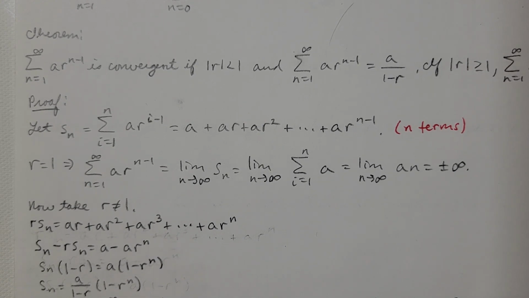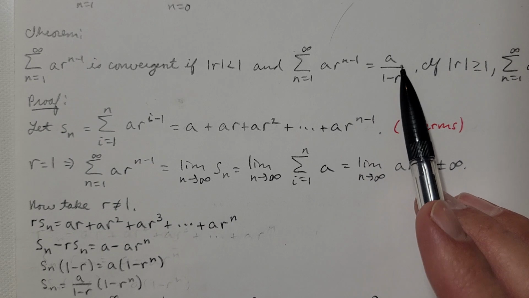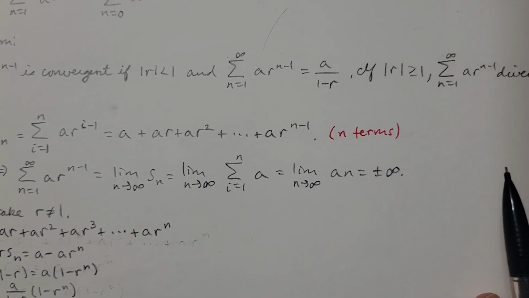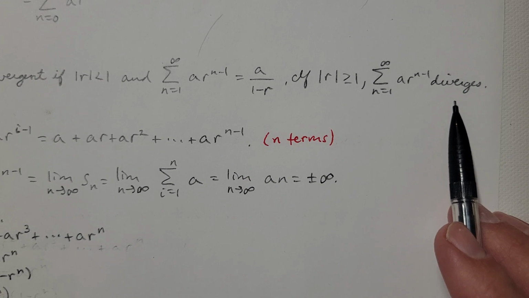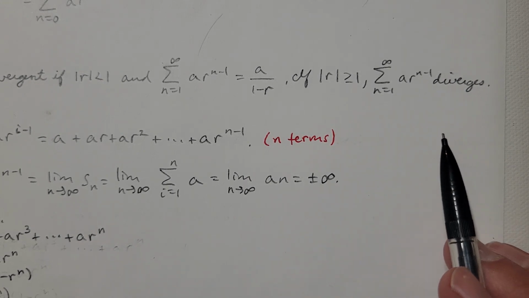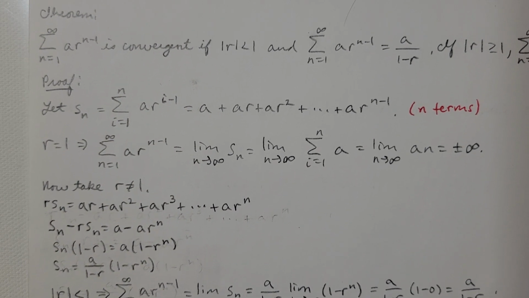There's the theorem next, which is really important. It says that the summation as n equals 1 to infinity of a times r to the n minus 1 is convergent if the absolute value of r is less than 1. Okay, and to find the sum, you take a divided by 1 minus r. If the absolute value of r is some number that is 1 or more, then the series diverges. So if you add up all infinitely many terms, you get infinity or negative infinity. Okay? There's a quick proof of this here.